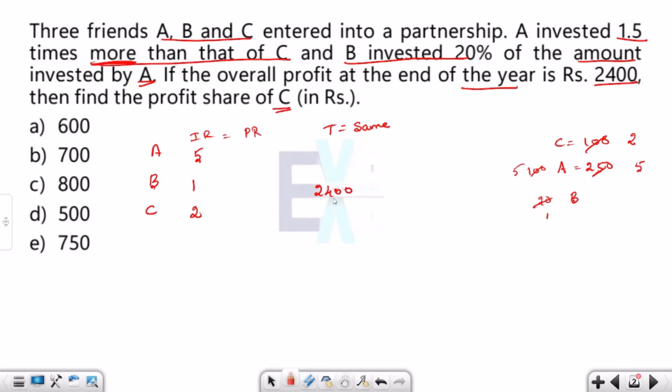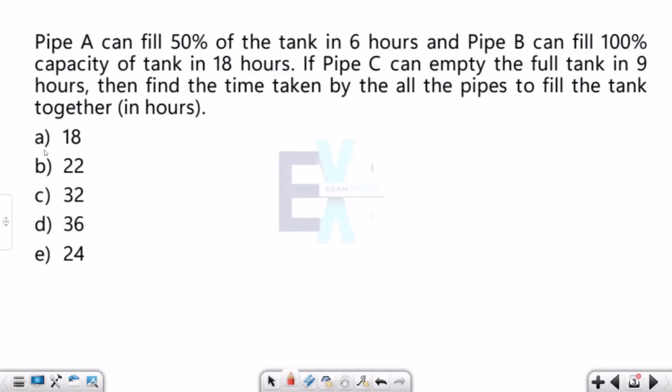Now 2400 we have to divide in the ratio 5 is to 1 is to 2, that is 5 plus 1 plus 2 is 8, and we need to find the profit share of C. So what is the amount of C? 2 into, so this is one time and this is 4 times. Again, this is one time and it is 600. So the profit share of C is 600 rupees. Okay, fine. So next one.